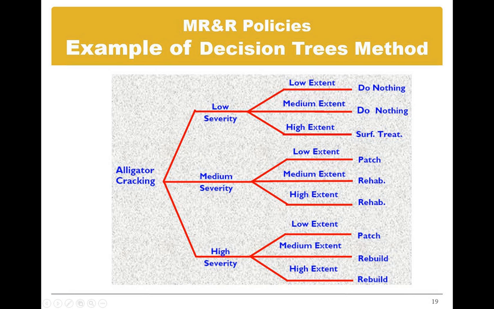How about if we assume it's low severity? Low severity means the width of the alligator fatigue cracking is very minimal, and also low extent. Low severity and low extent means do nothing. In fact, if it's low severity, low extent, you don't have much to do most of the time. Some other agencies would pick a preventive maintenance, like a fog seal, chip seal, or slurry seal, but most agencies wouldn't do anything if everything is low severity and low extent.